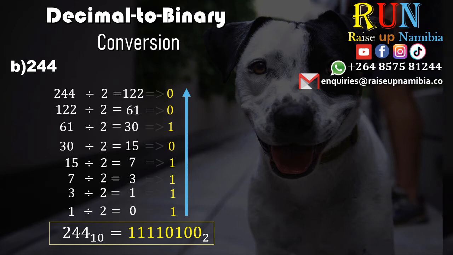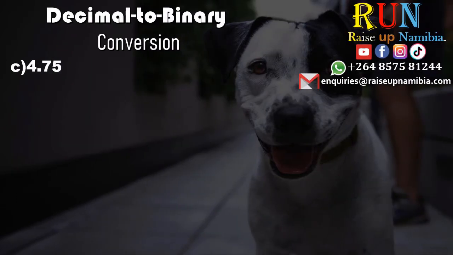Now how about for C? So C is a decimal, which is 4.75. So how do you change this? It's also simple. First of all, you should start with the whole number part, or as we call it, the integral part. Okay? So we do it separately.